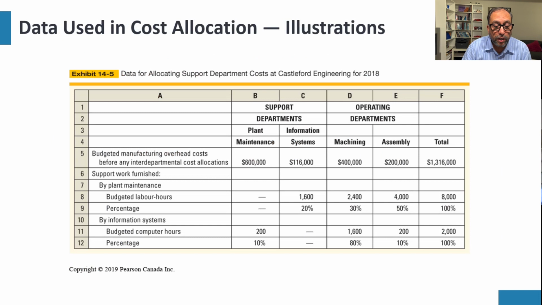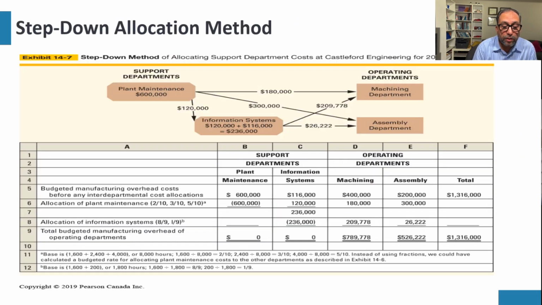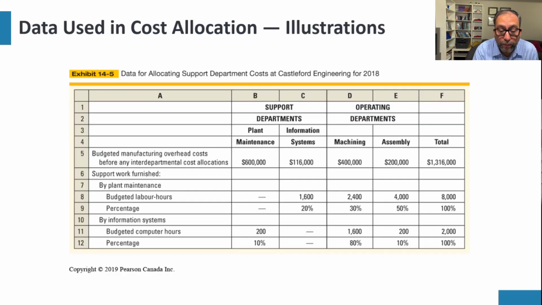The first ratio is very similar to this one, for the maintenance department. These percentages: 20% of 600 is 120, 30% of 600 is 180, and 50% of 600 is 300. So this is the way that we distribute: 120, 180, and 300. Now, what is left is that we add up the cost. We see here the 236. Now we divide the 236 based on this proportion.